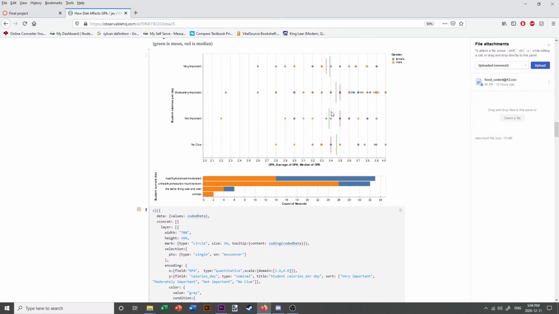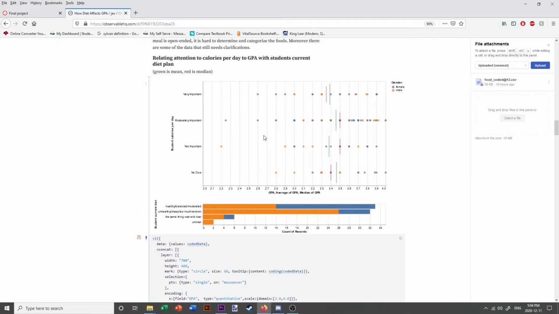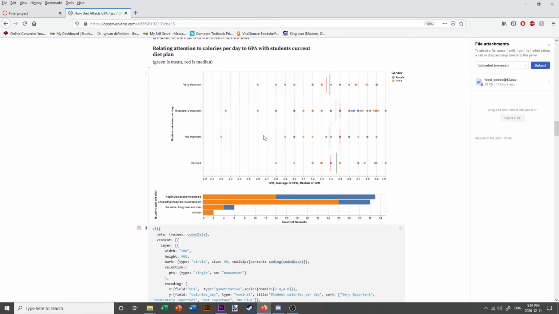The reasoning behind us using this visualization is because we wanted to see if students that actually do care about their calories per day affect their GPA, and if it is reflected on their current diet plan.